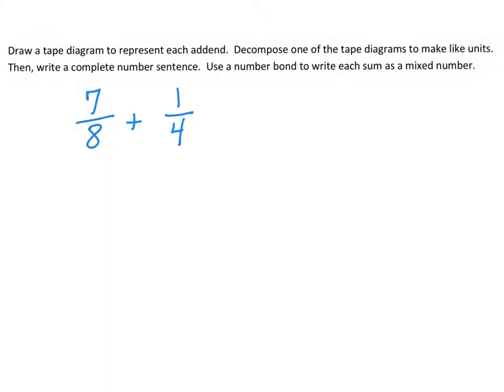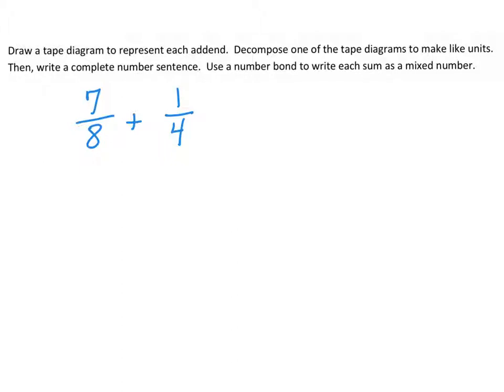First one today, draw a tape diagram to represent each addend. Decompose with one of the tape diagrams to make like units. Then write a complete number sentence using a number bond to write each sum as a mixed number. Well, this looks like it's pretty involved, so let's pay attention.